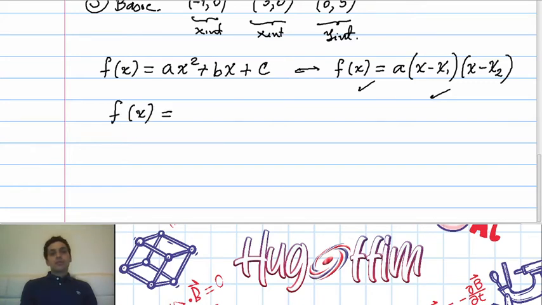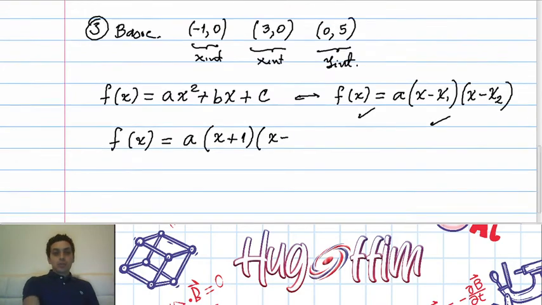So if I know the zeros, I don't know what a is, so I write a times (x minus, and the real zero is -1, so I'm going to put +1), and then (x minus 3). So what I'm doing here is just using the real zeros, because I know that when x is -1 and when x is 3, I'm going to get this function equal to 0. So now I'm going to simplify this expression.